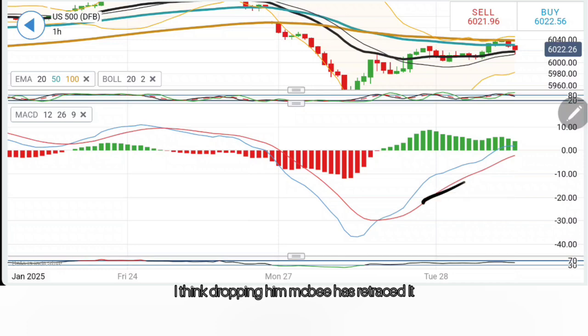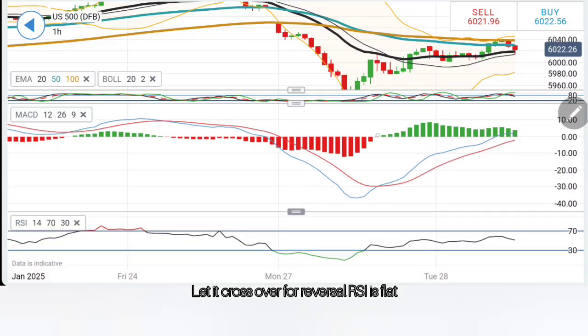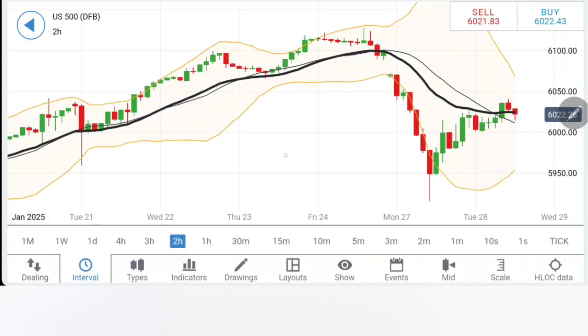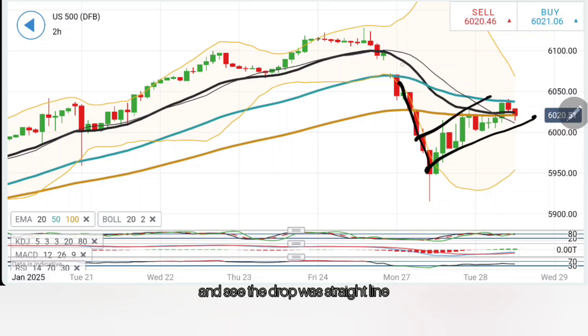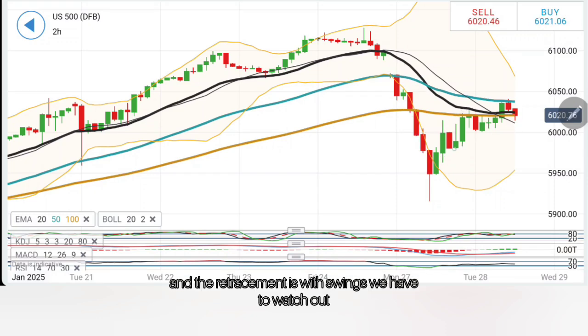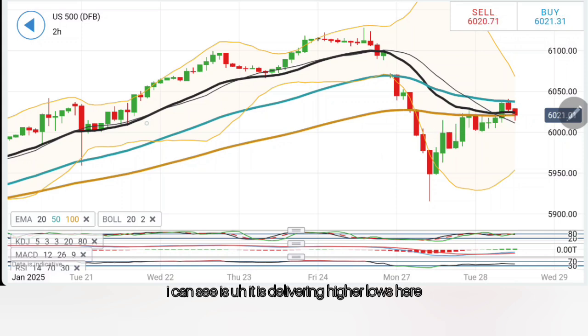Stochastic is dropping here. MACD has retraced. It is trying to converge. Let it cross over for reversal. RSI is flat here, coming to the 2-hour chart. Similar observation: drop here, retracement, and see the drop was a straight line and the retracement is with swings. We have to watch out if it delivers a breakout here. Right now I can see it is delivering higher lows here.